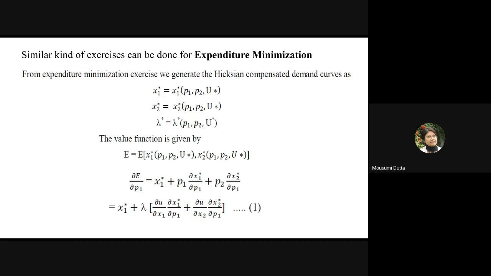What is your total expense? P1 x1 star plus P2 x2 star. Yes, P1 x1 star plus P2 x2 star. The constraint, the budget, is constant. Here it is not constant. We are discussing the expenditure minimization. Here this is the objective function, isn't it?